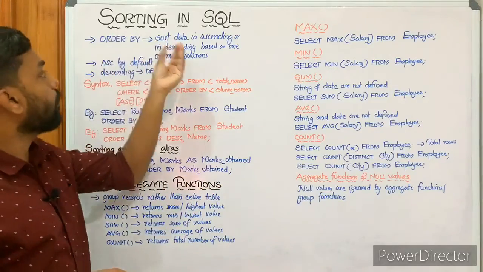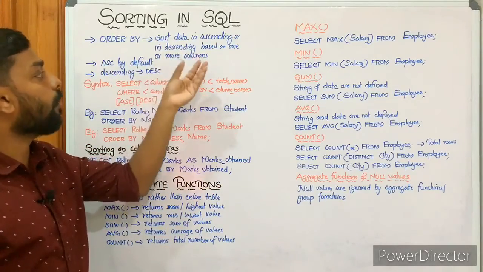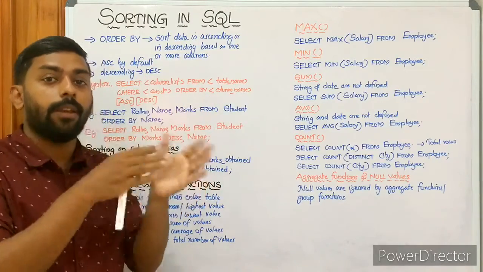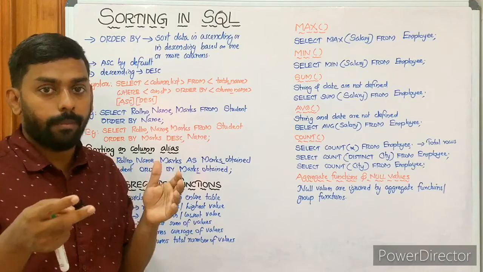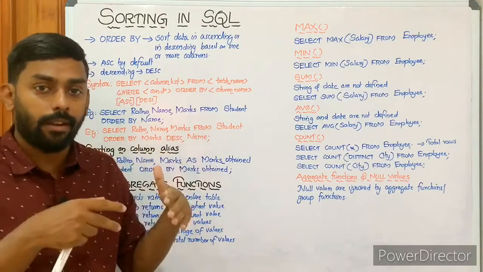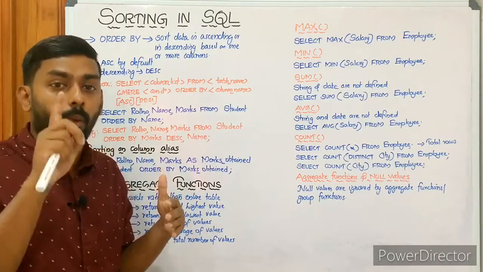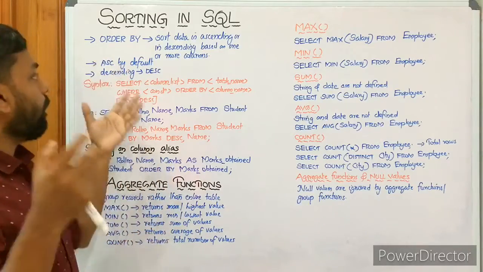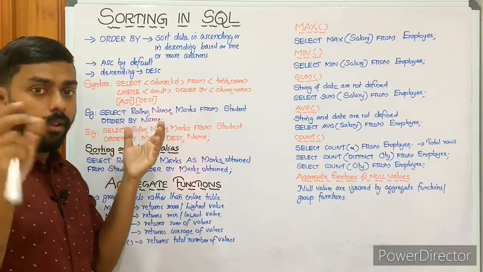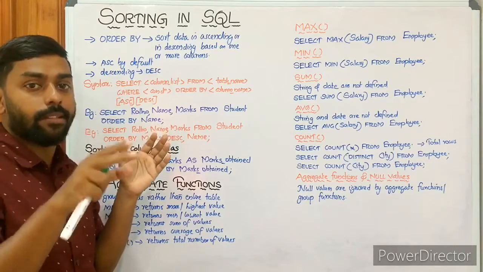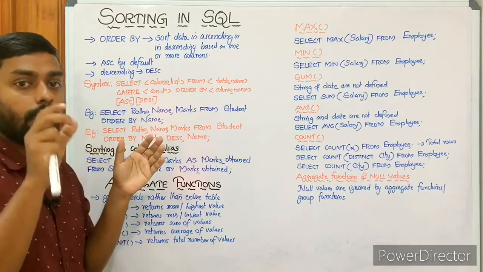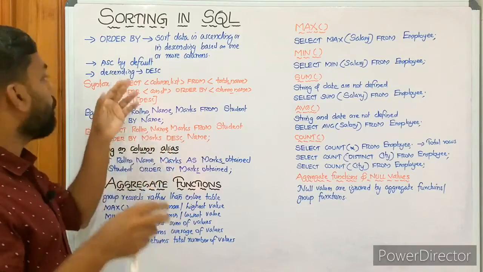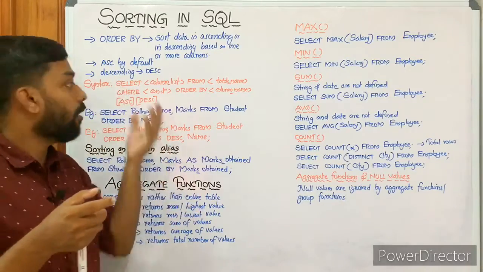The ORDER BY clause is used to sort data in ascending or descending order based on one or more columns. It's not only based on one column; we can sort the elements in a table using one column or more than one column. ASC is the default order, and if you don't specify ASC or DESC just after the ORDER BY clause, it will be taken as ASC. If you want descending order, you have to use DESC.